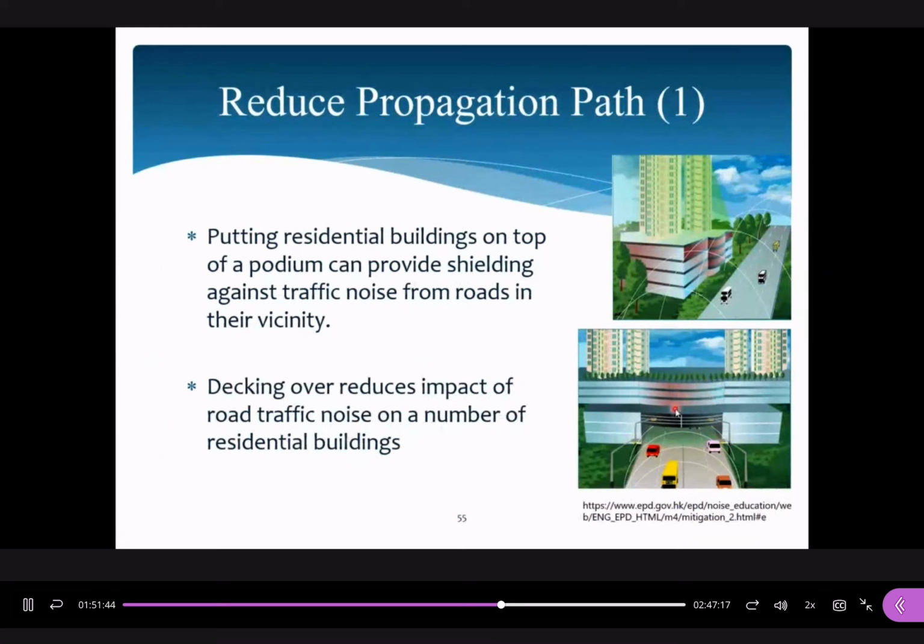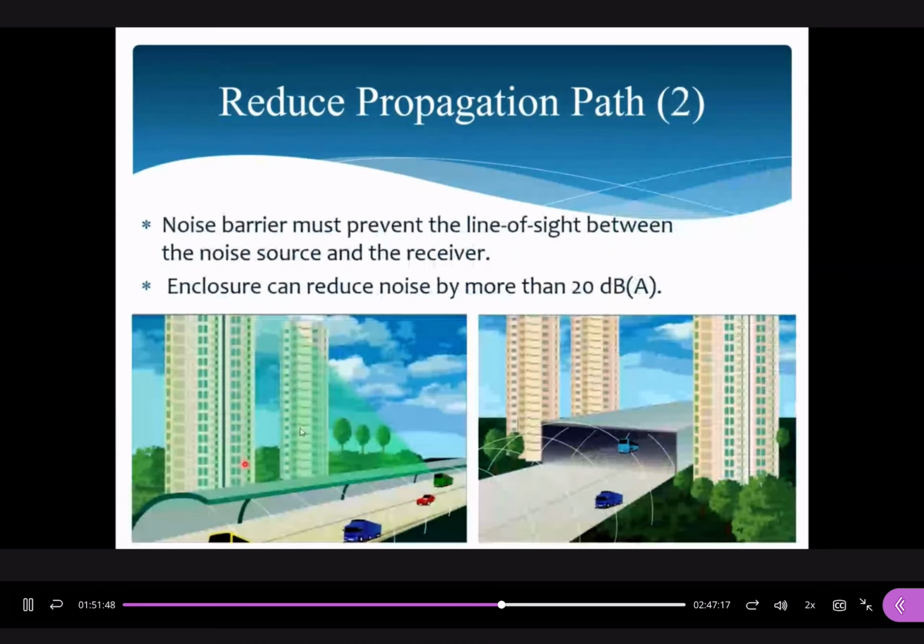This is what we call the decking. And for the noise barrier, we have semi-enclosed barriers or fully enclosed barriers. This is a common approach and the most effective approach. It can be more than 20 dBA, but sometimes for existing structures, we cannot install a new barrier along the existing roads. So although it is effective, sometimes it is difficult to achieve.